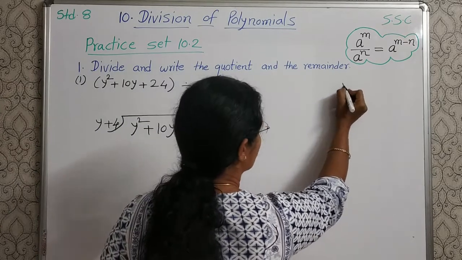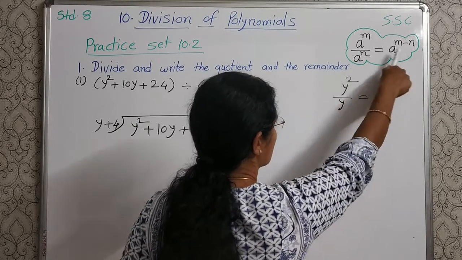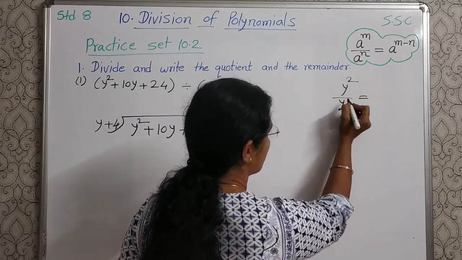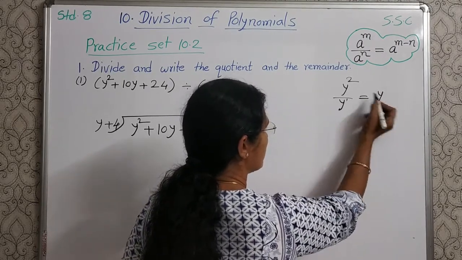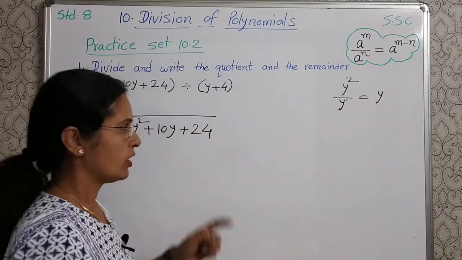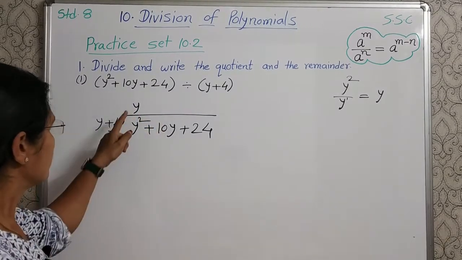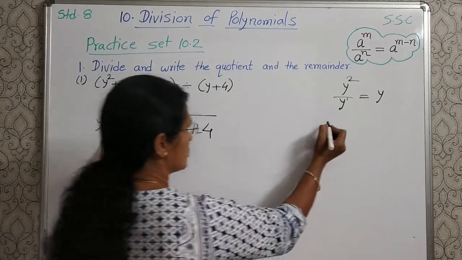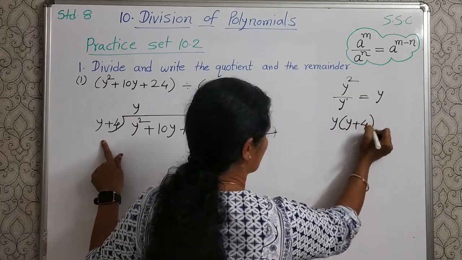Let us find. So y square by y. Now using this law of indices, y square by y, it means y raised to 1. The quotient is y raised to 2 minus 1, which is 1. It means y is the quotient. So we write that quotient y here. Now we multiply this quotient and the divisor. So it will be y multiplied by y plus 4.